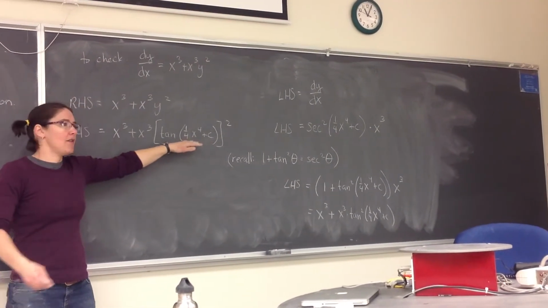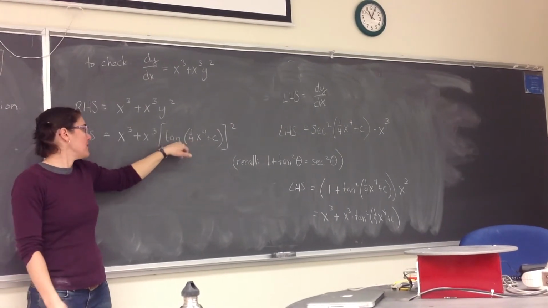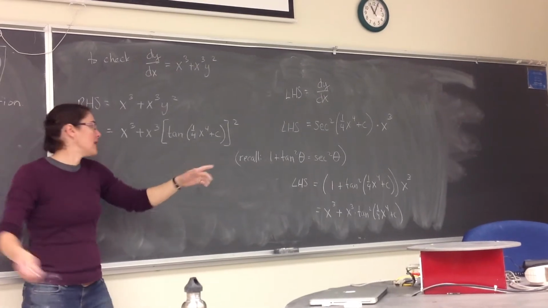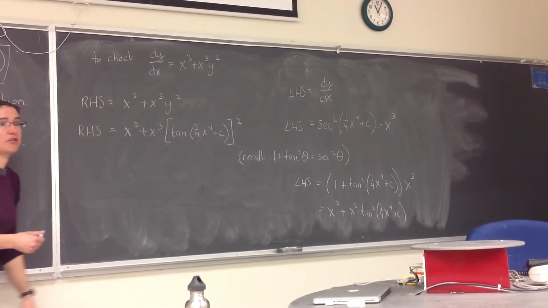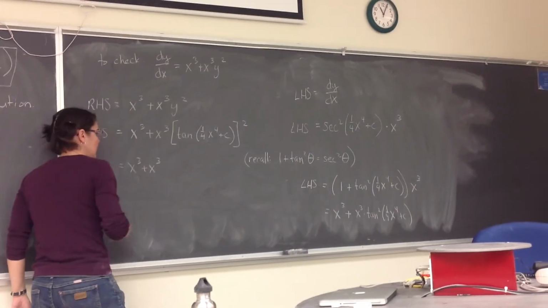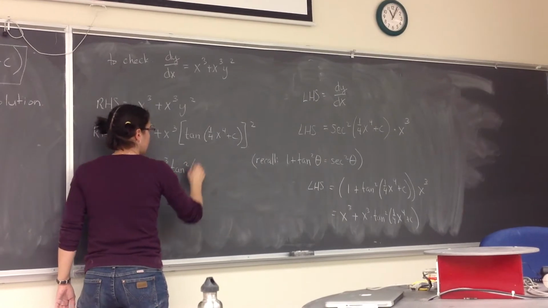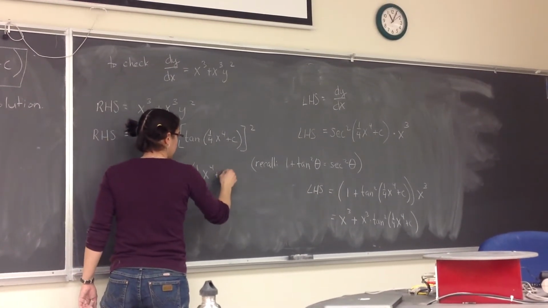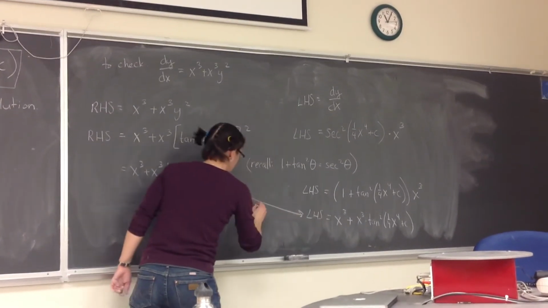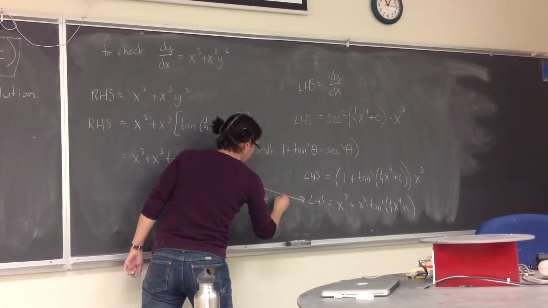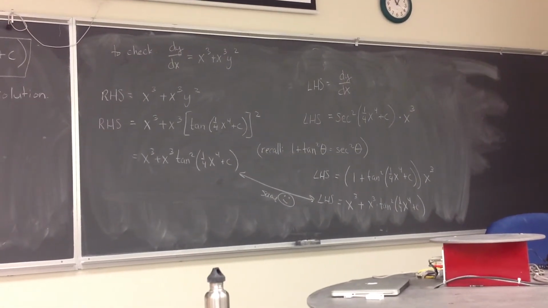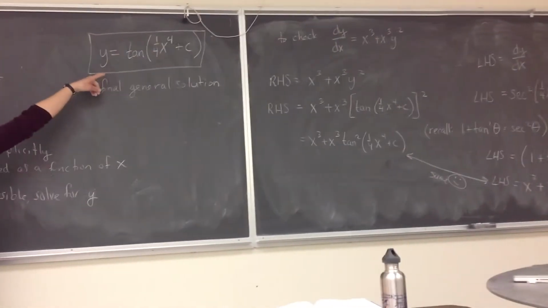Now, over here I have slightly different notation, but this is still the same. The tangent of 1/4 x to the 4th plus c squared is the same as if I put that square right on the tangent. That's just a notational thing. So x cubed plus x cubed times tangent squared of 1/4 x to the 4th plus c. And so now our left-hand side and our right-hand side are the same, and we are very happy about that. All right, so turns out that we do have a very good solution for our differential equation.